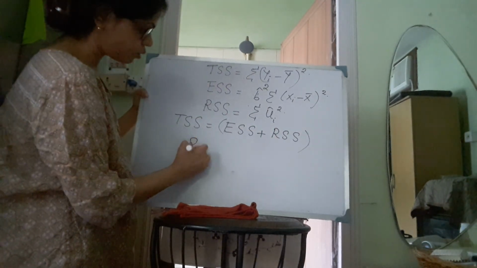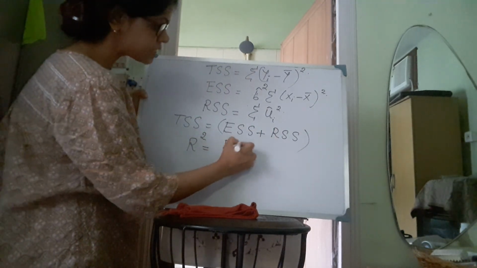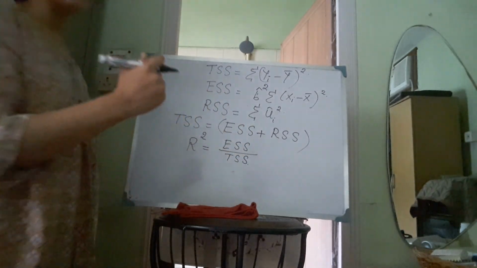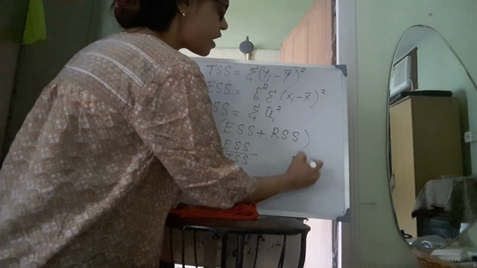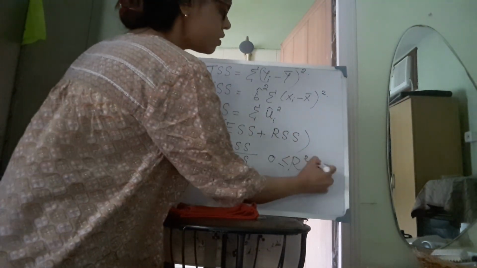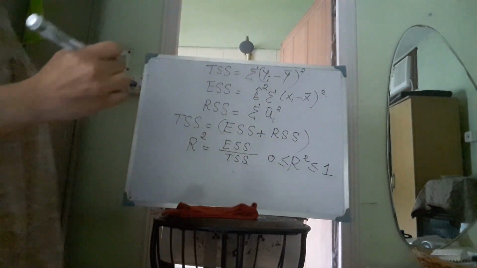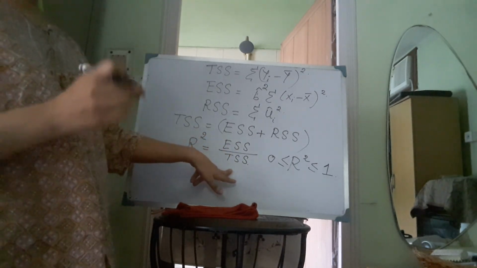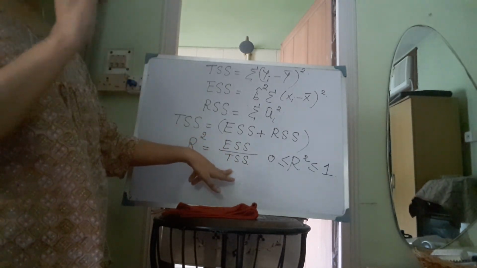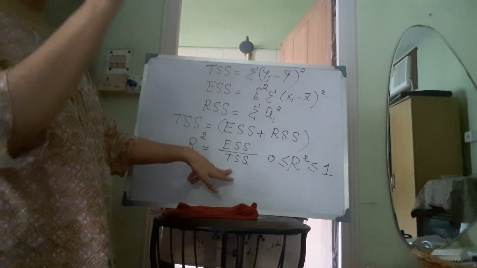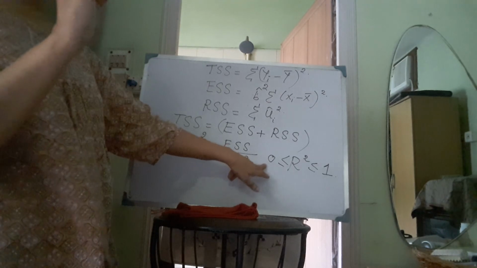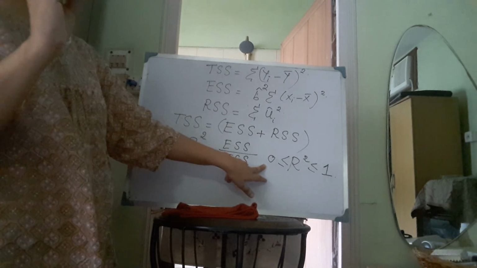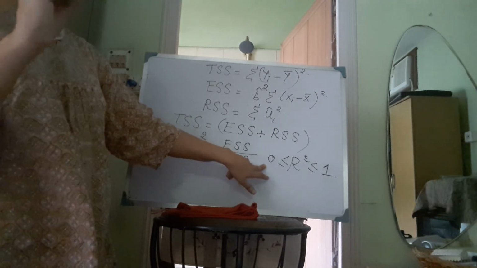Now from here we can calculate R square, and what is R square? R square is ESS over TSS. So estimated sum of square divided by total sum of square, and we know that the value of R square lies between 0 and 1. So if it is 1, that means ESS is equal to TSS. So that means the model is fully explained by the independent variable, by the explanatory variable, and if it is 0, then the explanatory power of the regression model is nil. So the model is very weak. So in that case we need to change the model, we need to modify the model.